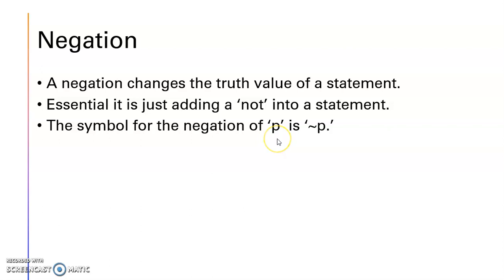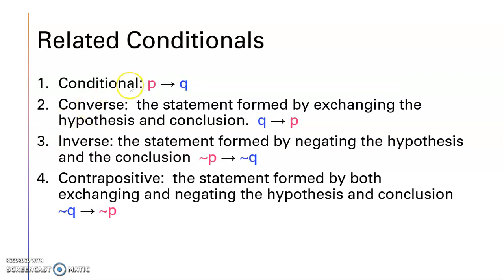Now the symbol for the negation is this little squiggly line. It kind of looks like a tilde that you see in Spanish class that goes over the N. Okay, it's just a little squiggly line and it means not. Okay, so not P. Now let's take a look at one last group of terms. These are related conditional statements, and let's see how they're all related to each other. Okay, so our original conditional is what we've been talking about so far. The hypothesis is here and the conclusion is there. So it's if P, then Q.